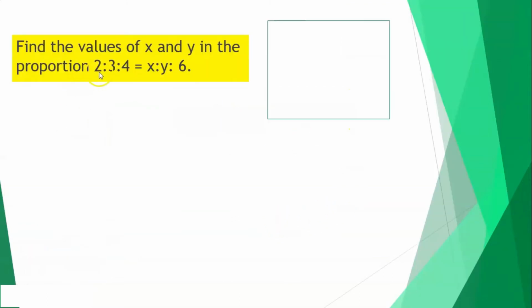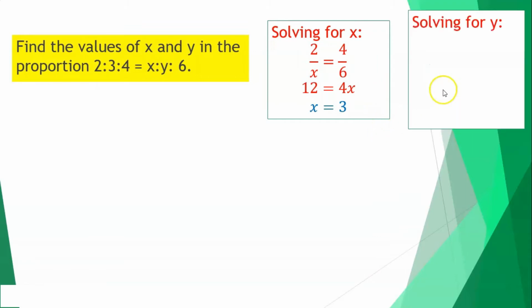Okay, next. Find the values of x and y in the proportion 2:3:4 is equal to x:y:6. Now to do this, solving for x, we have 2 over x is equal to 4 over 6. Simplifying, our x is 3. Now to solve for y, that would be 3 over y is equal to 4 over 6. Cross multiplying, we'll get 18 equals 4y, and simplifying further, our y is 18 over 4, or 9/2.